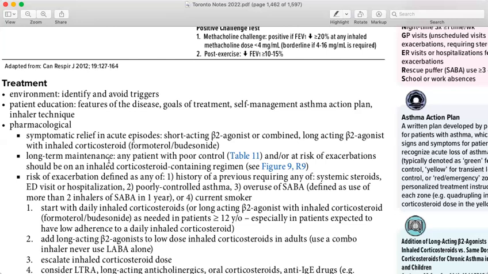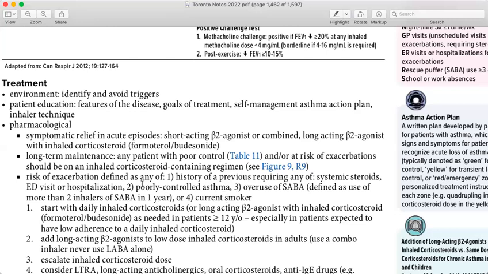Pharmacological, then coming to the symptomatic relief in acute episode. You are going to start with short-acting beta-2 agonist or combined long-acting beta agonist with the inhaled corticosteroid. So in these conditions, we use inhaled corticosteroid as a first line, but in COPD, we don't use inhaled corticosteroid as the first line. Long-acting maintenance: any patients with poor control or at risk of exacerbation should be on an inhaled corticosteroid containing regimen. Risk of exacerbation is defined as a history of previously requiring systemic steroids. So if the person has already been admitted, this person might need oral or IV steroids. Also poorly controlled asthma, overuse of SABA, more than 2 inhalers of SABA in 1 year, and current smoker.